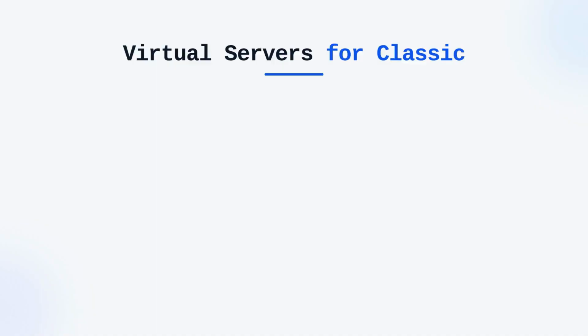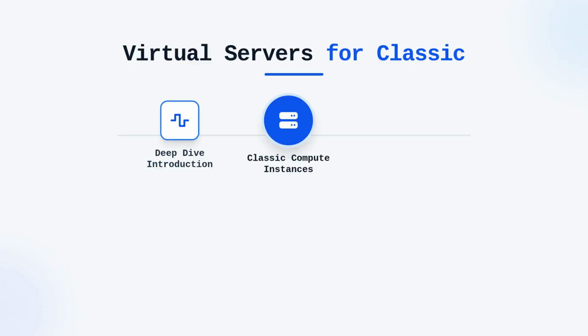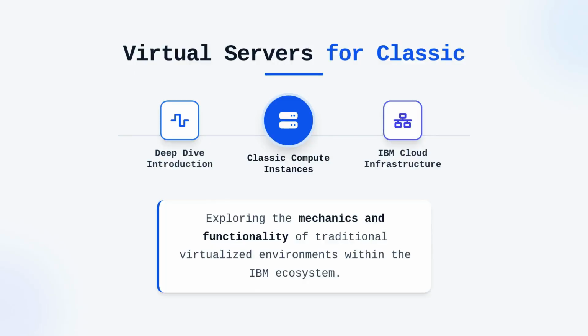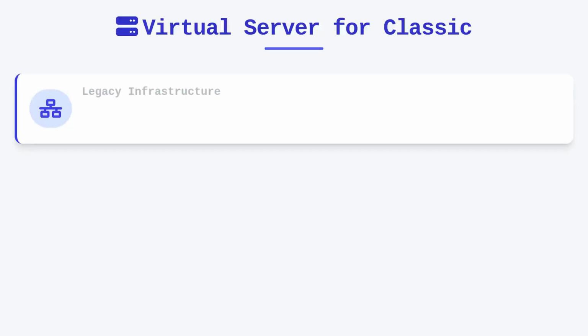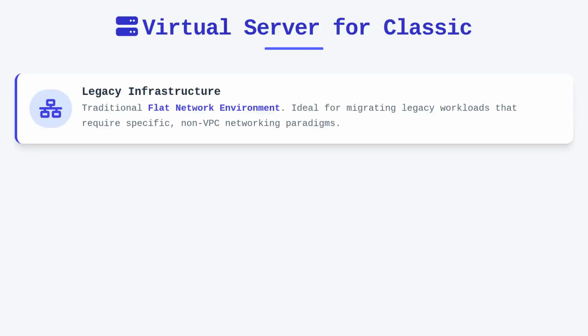Hello, and let's dive into the specifics of virtual servers for Classic. This segment examines how traditional compute instances function within the IBM Cloud infrastructure. When we talk about virtual server for classic, we are essentially looking at the infrastructure that predates the modern virtual private cloud architecture. These instances reside in a flat, traditional network environment, which often makes them a preferred choice for organizations migrating legacy workloads that rely on specific networking paradigms.